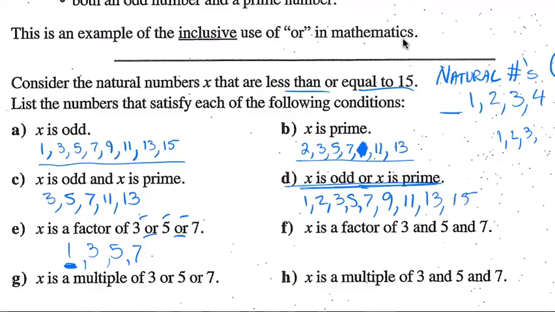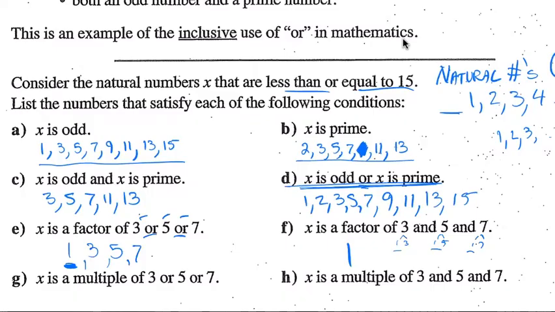X is a factor of 3 and 5 and 7. So the only number that was common between the factors of 3, which is 1 and 3, and 5, which is 1 and 5, and 7, 1 and 7, the only one that belongs to 3 and 5 and 7 is the number 1.